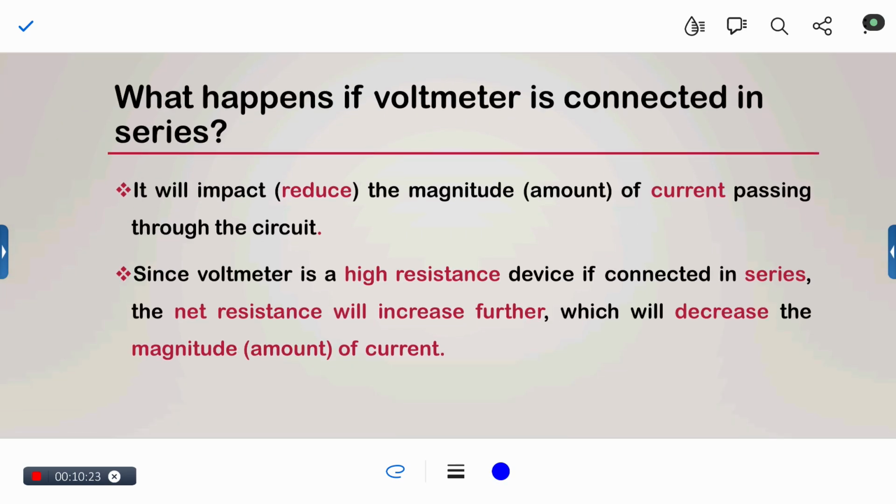Now, the first topic you learned: what happens if a voltmeter is connected in series? It will impact the circuit, because a voltmeter is a type of high resistance device. If it is connected in series, the resistance will increase further and the current flow will decrease.